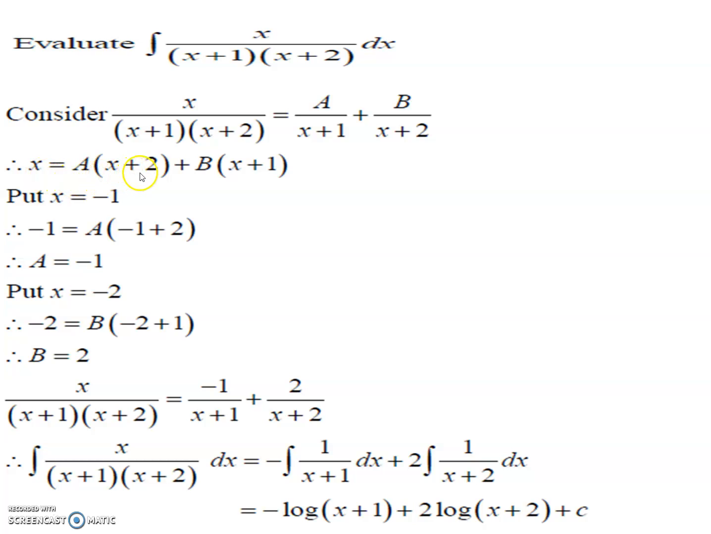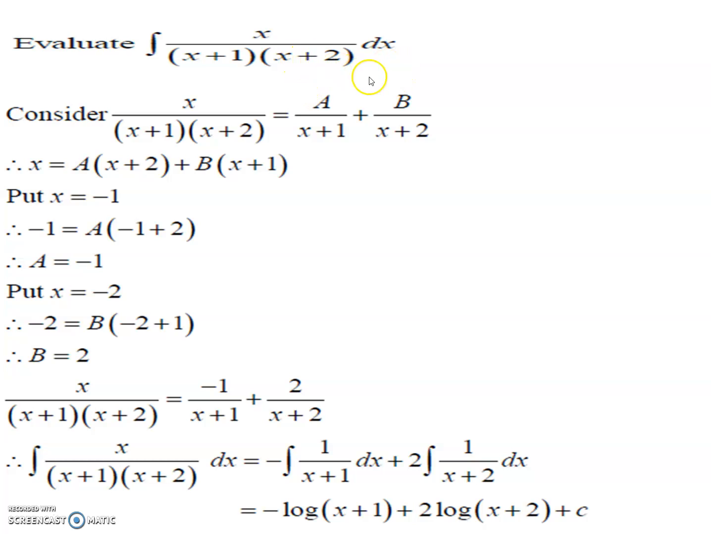x = A(x + 2) + B(x + 1). Put x + 1 = 0, that means x = -1. So -1 = A(-1 + 2) + B(0). That's why -1 = A(1), so A = -1 is the final answer.